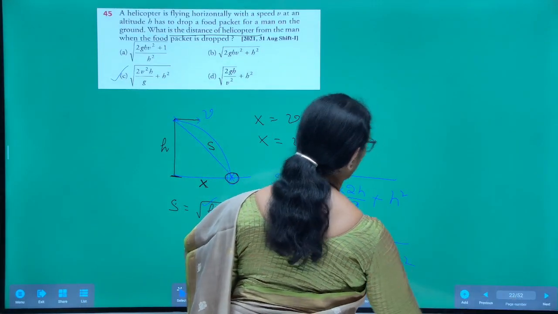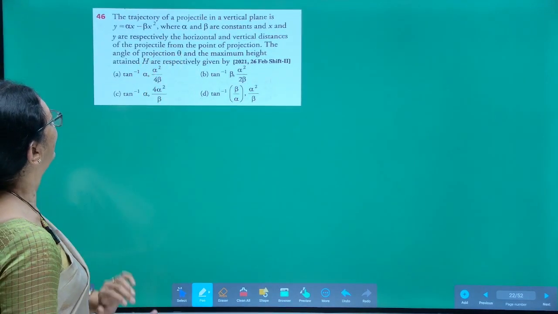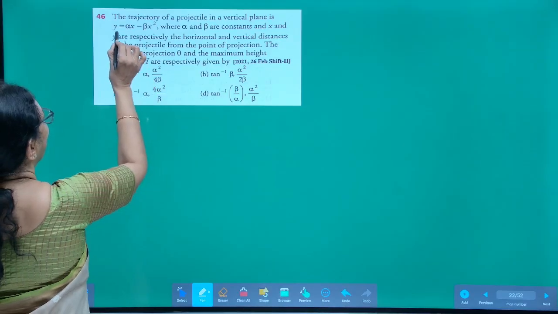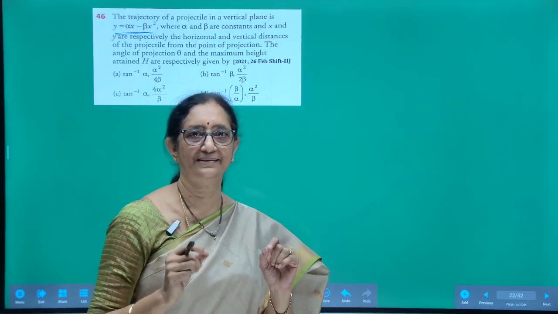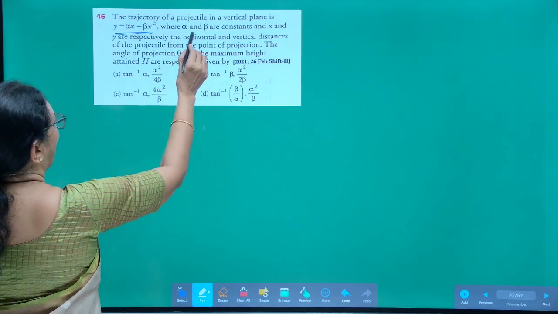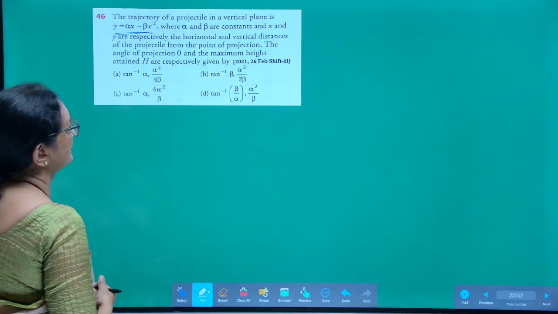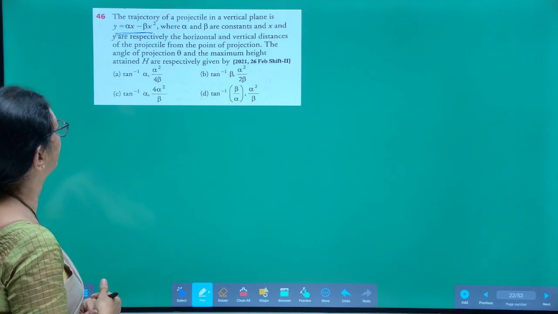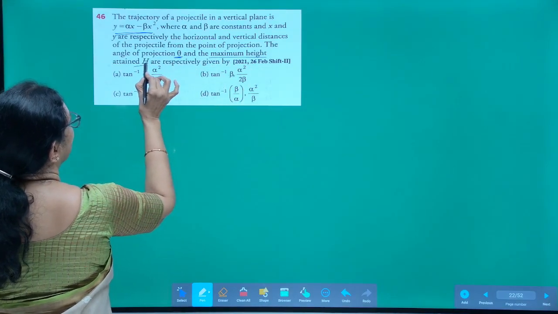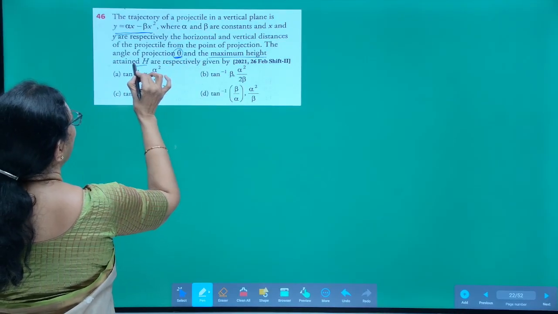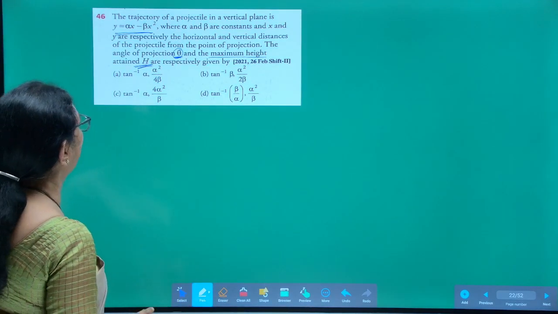Now, look here. The trajectory of a projectile is given as y is equal to alpha x minus beta x square. Alpha, beta are constants, x and y represent horizontal and vertical distances of the projectile from the point of projection. Angle of projection is theta. Then the angle of projection and maximum height respectively are. That's what is given in the problem.